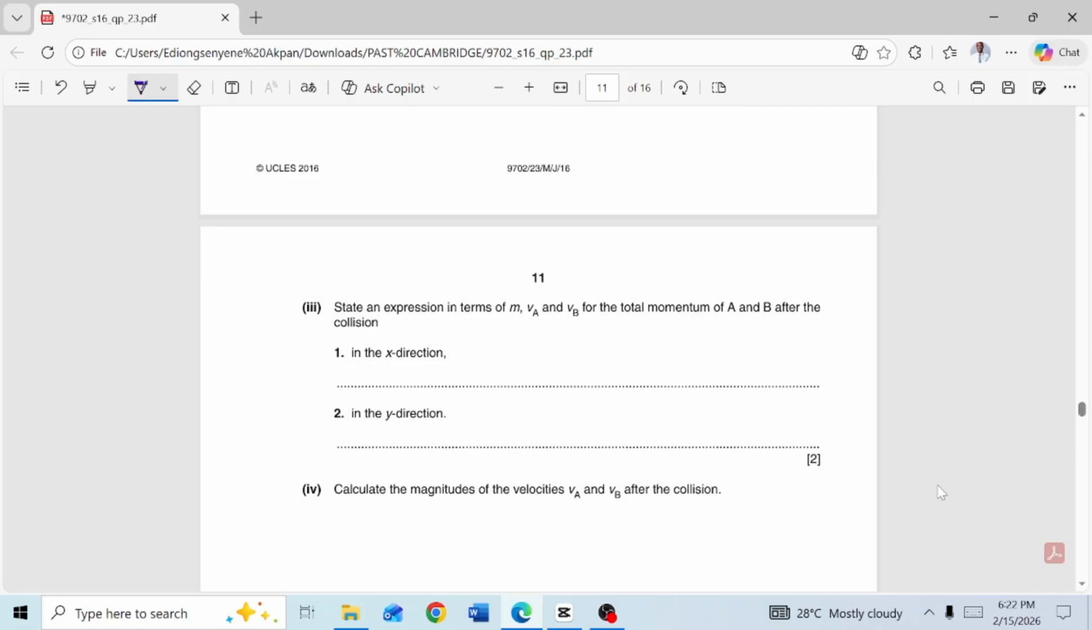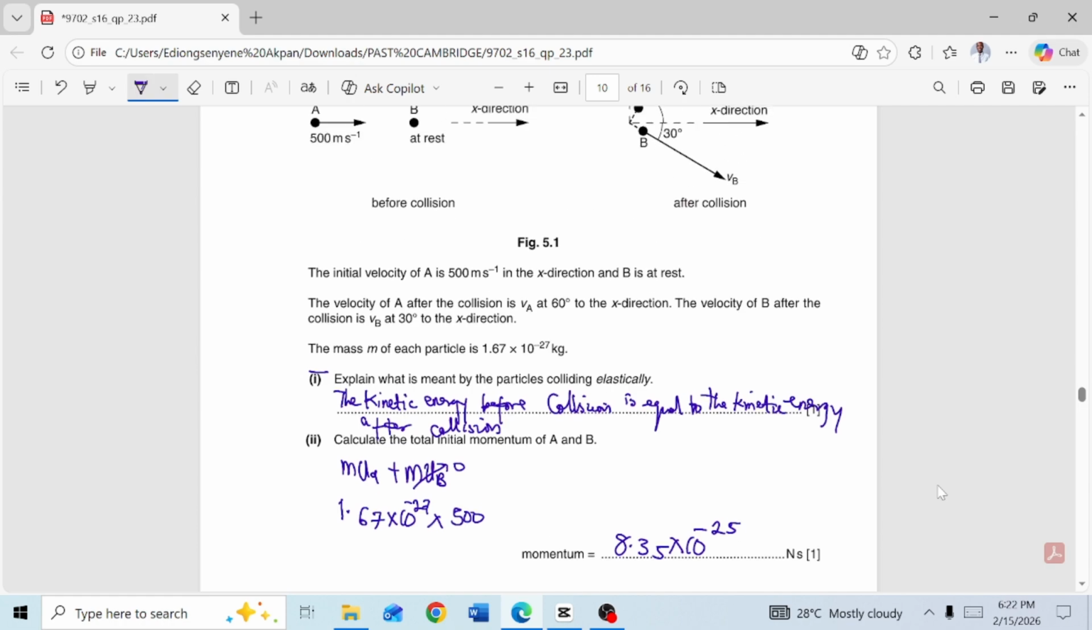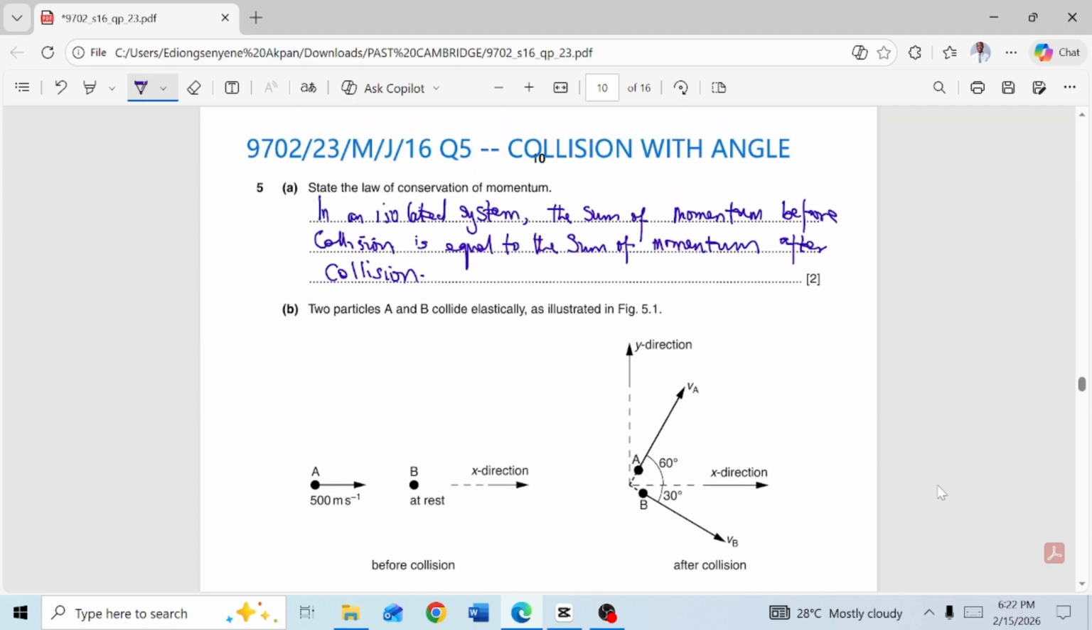Question III. State an expression in terms of m, VA and VB for the total momentum of A and B after the collision in the x direction. X direction means in the horizontal direction. Let's get to the question. Let me make a few explanations that help you to get this right.